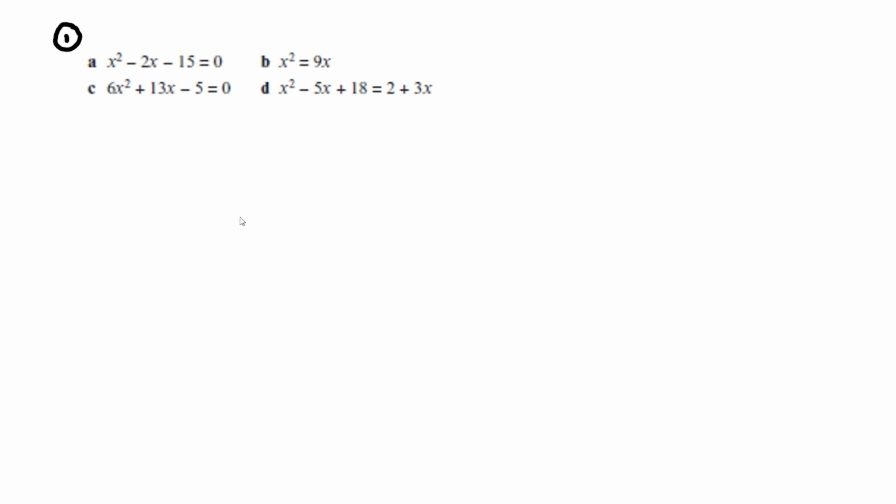So let's begin with factorization. I've got 4 questions here. Let's begin with part A: x squared minus 2x minus 15 equals 0. Now we covered factorization in the last chapter, so if you don't know how to factorize quadratics, do go and watch that video, because in these questions I'm just going to be doing it really quickly and not really explaining the process. But if you need an in-depth explanation, do go watch the previous video.